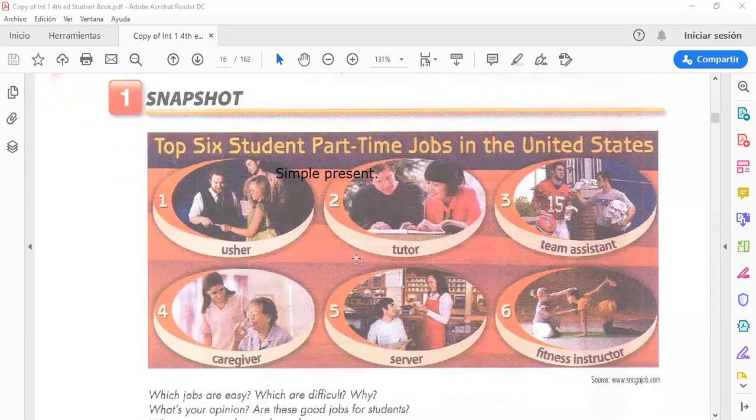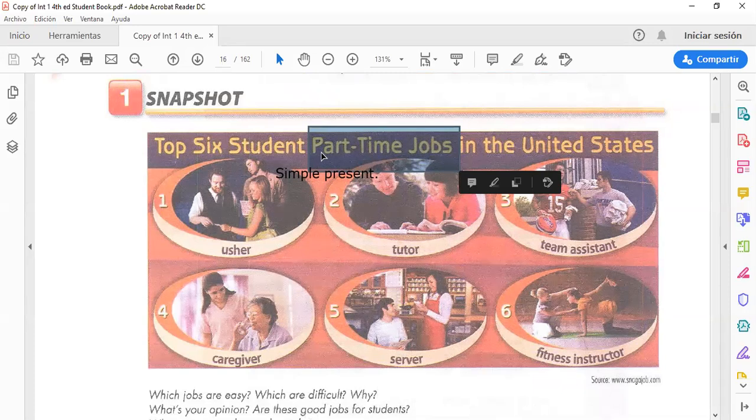So we have, for example, the top 6 student part-time jobs in the United States. These are the part-time jobs that people prefer. What is a part-time job, guys? A part-time job is a job that students usually get because it gives them time to study. It's usually like 4 hours in the United States. Here, a part-time job is 6 hours, imagine that. But in the United States, it's usually 4 hours or 2 hours, okay? So they work for a short period of time, 4, 2, 3, it depends on the job, on the activity.